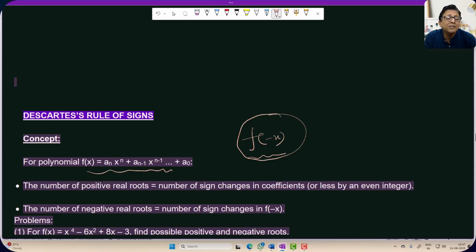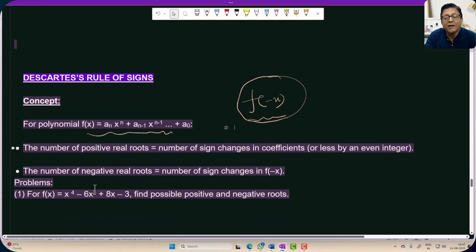Two sign changes for negative roots: either two real roots or 0 real roots. Three sign changes: it is 3 or 1. One must exist. Once you get an odd number, then there must be at least one real root.